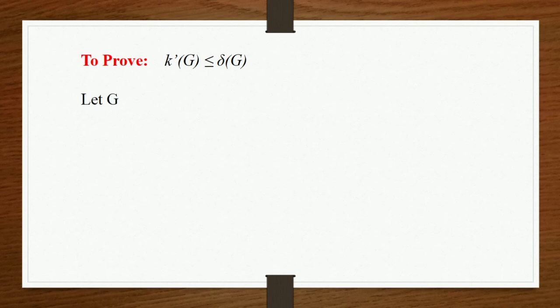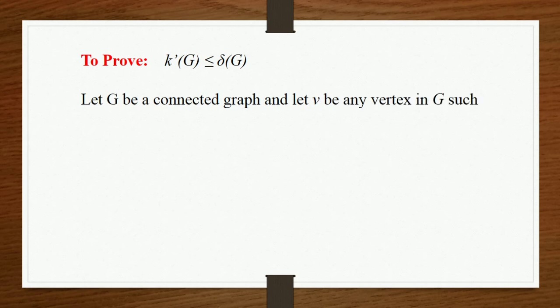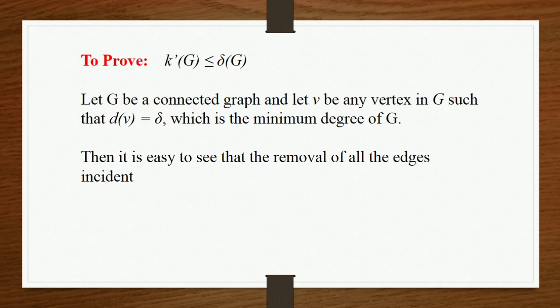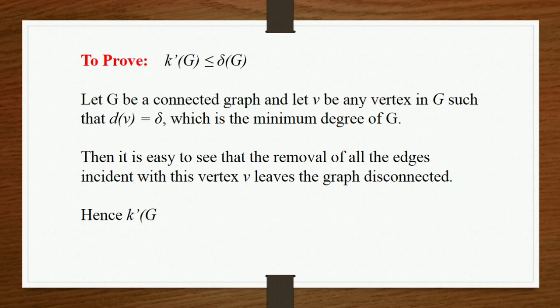Let G be a connected graph and let v be any vertex in G such that d(v) equals δ, which is the minimum degree. Then, it is easy to see that the removal of all the edges incident with this vertex v leaves the graph disconnected. Hence, κ'(G) is less than or equal to δ(G).